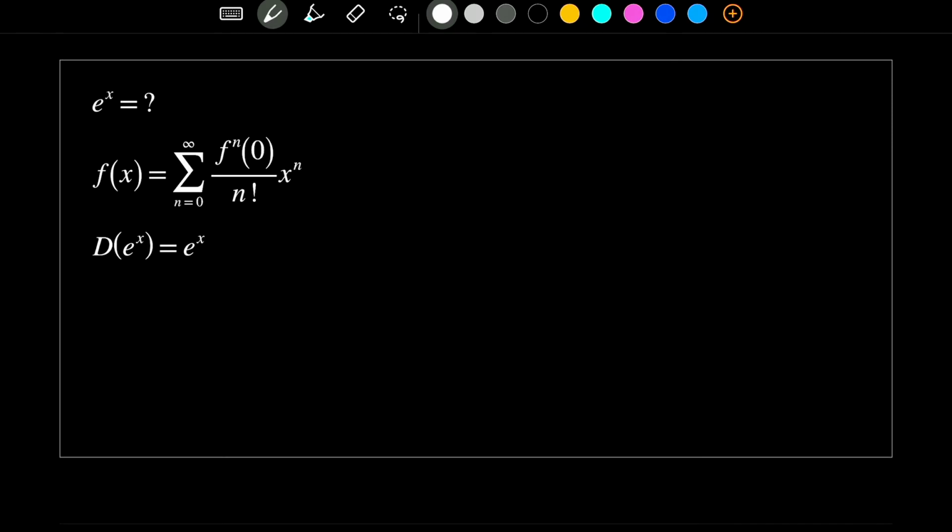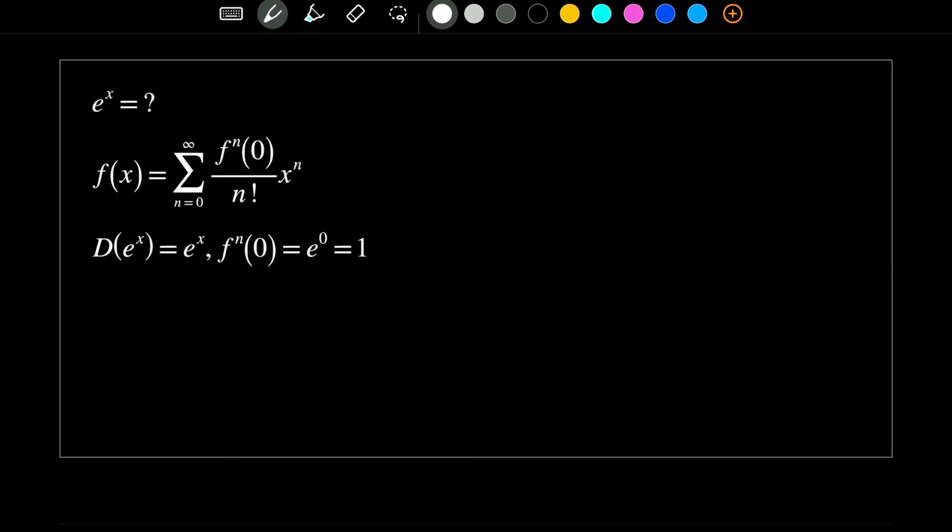So actually, this is a really easy example of a Taylor series. Because the first derivative of the function is itself, it's always going to be itself. So the nth derivative of f is always going to be e to the power of x. That means that the nth derivative of f evaluated at 0 is always going to be e to the power of 0. So that's always going to be 1.